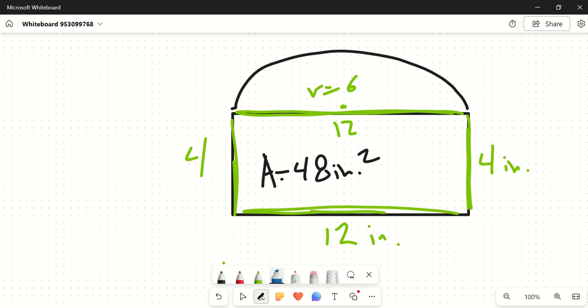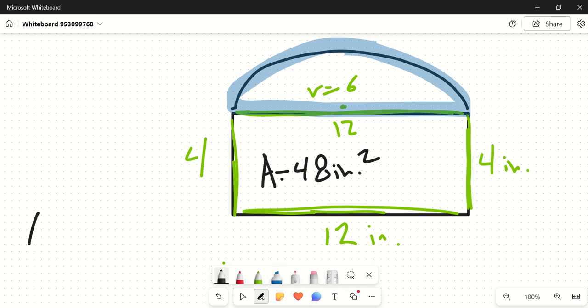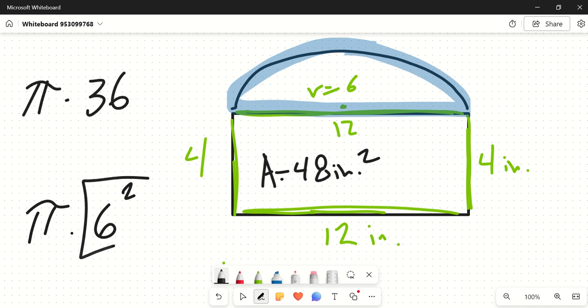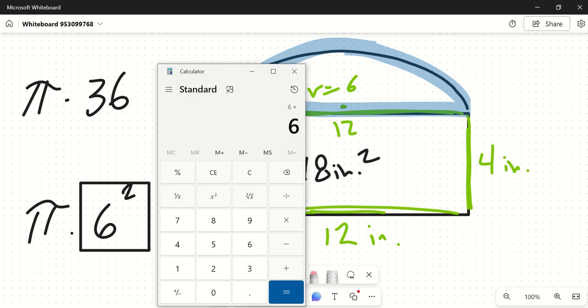Now I need to figure out the half circle. Remember, it's a half circle, but I still need to figure it out like it's a full circle. Once I figure out the area of the full circle, I just divide it by 2, right? So this is pi times radius squared. Pi times, and my radius was 6 squared. What's 6 squared? 36. So this will be pi times 36. Remember, you have to square the radius first. So, clear. 6 times 6 equals 36. Times pi, which is 3.14. There's the area of the whole circle.